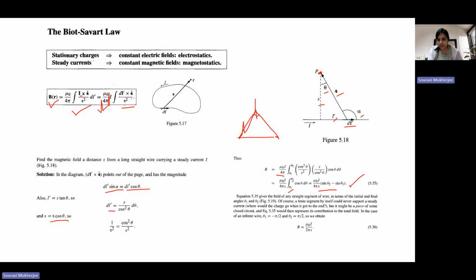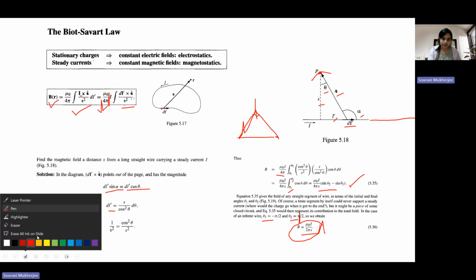Now if you have an infinite wire, you can put theta 1 to minus pi by 2, theta 2 to pi by 2. Because the angle subtended at this point for an infinite wire, which goes all the way like this, will be 90 degrees, and from the other end it will be minus 90, right? So if you put that limit, you get an expression for B. This is an interesting, important result, which tells us the field due to an infinite current carrying wire.